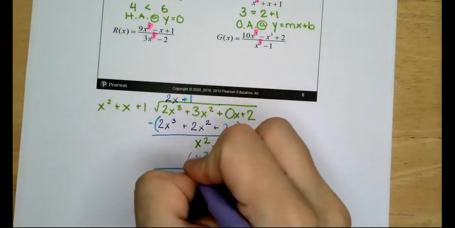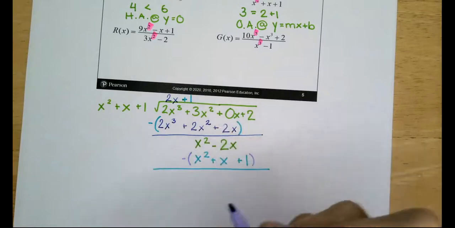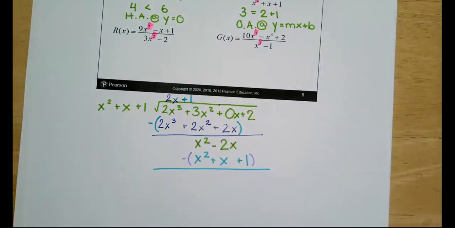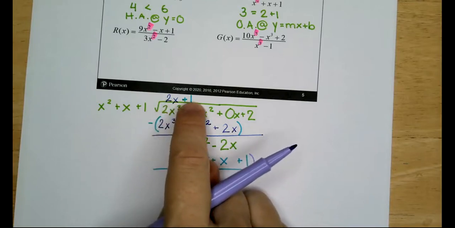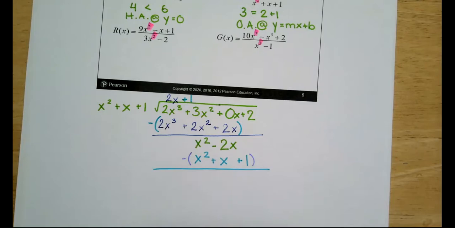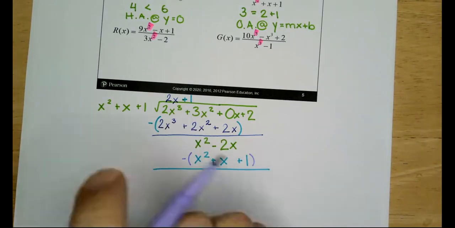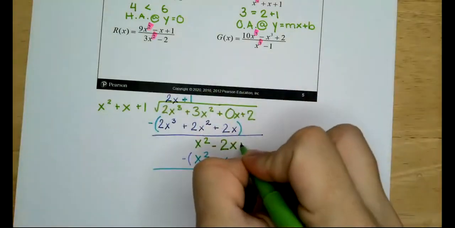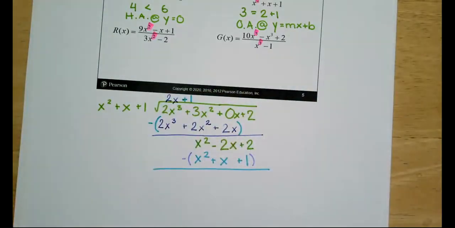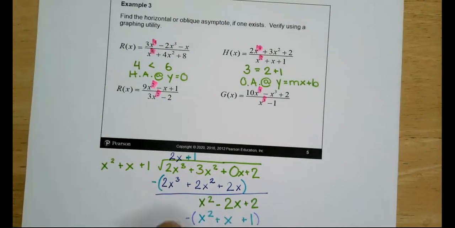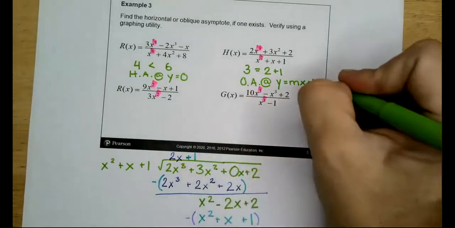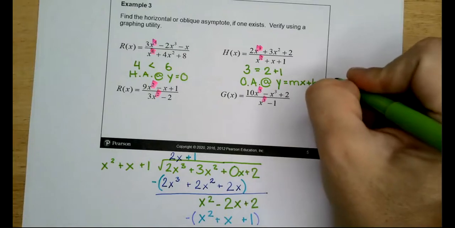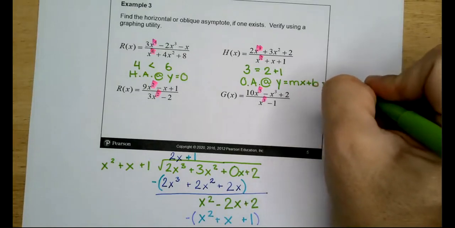And then I need to subtract that. But you know what? I'm just looking for y equals mx plus b, and I already have that. So I can actually stop right here because I already have 2x plus 1. So instead of y equals mx plus b, I'm going to say it's y equals 2x plus 1.